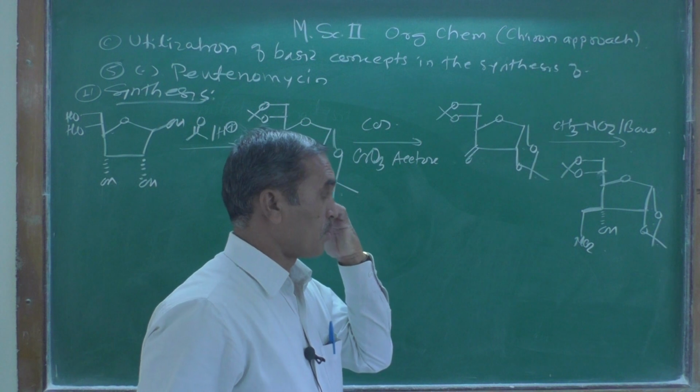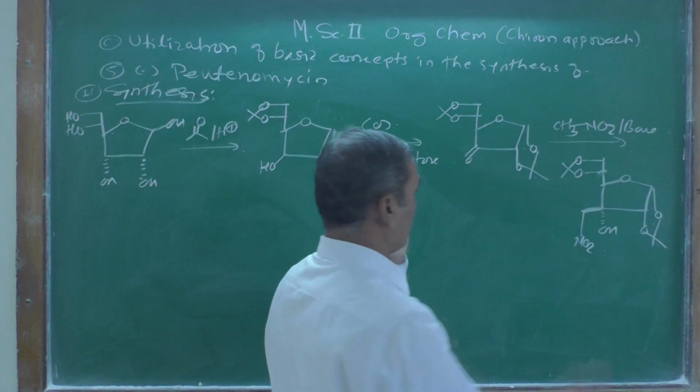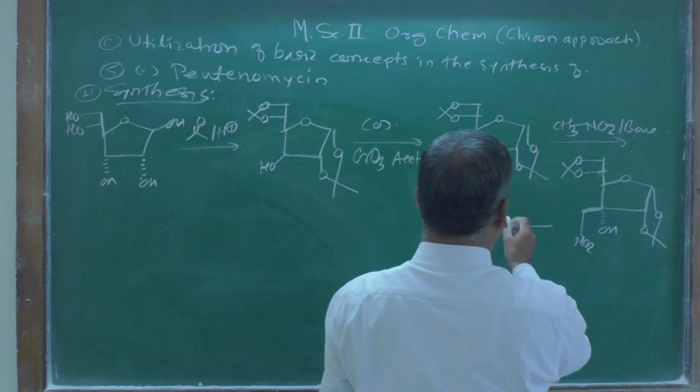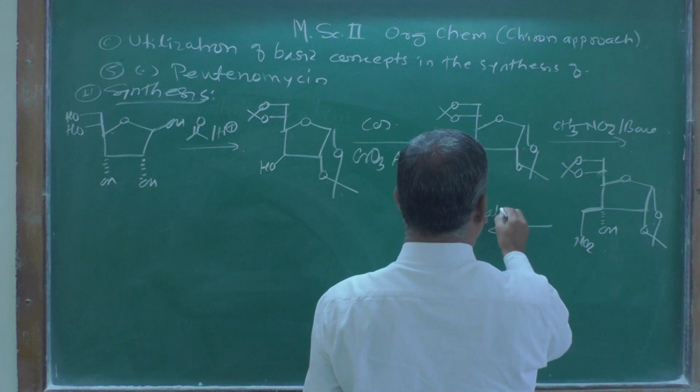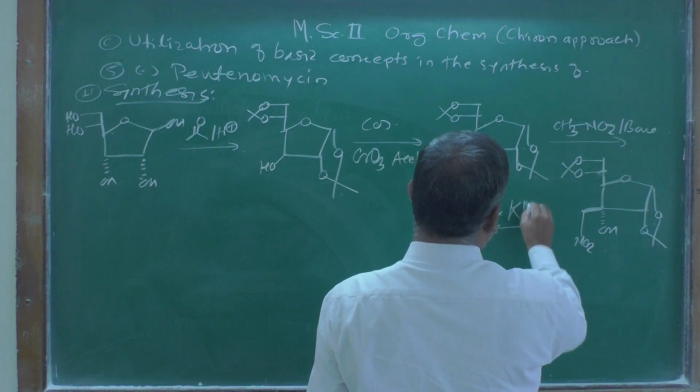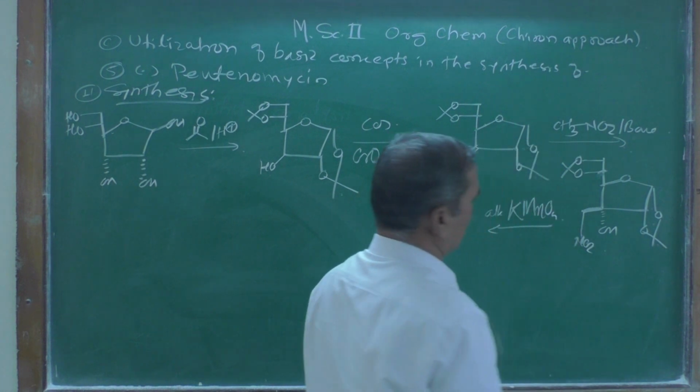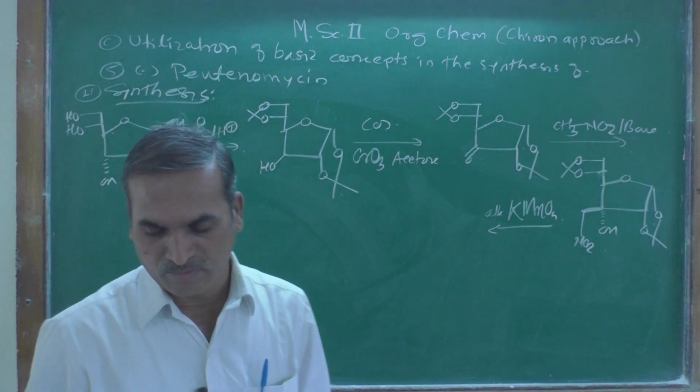And now this nitro group is further treated with alkaline potassium permanganate, KMnO4. This is again an oxidizing reagent. What will it do?